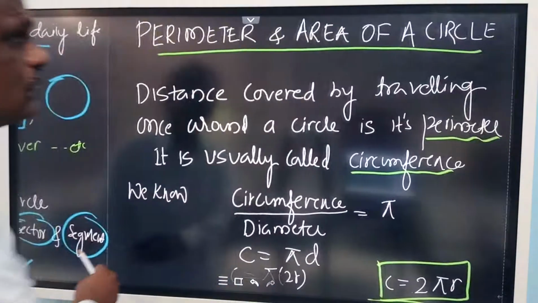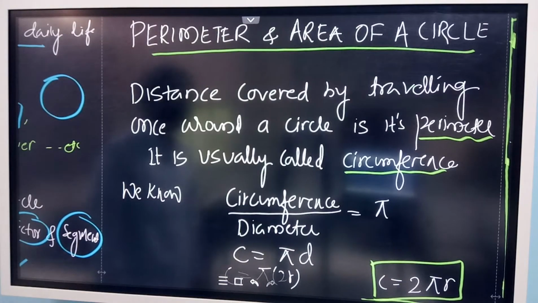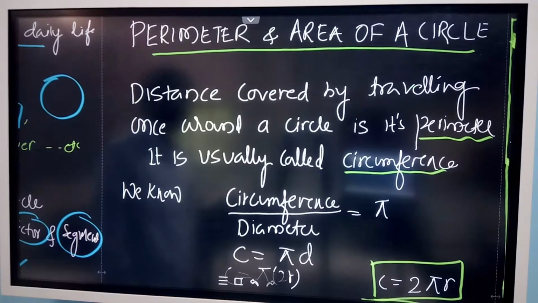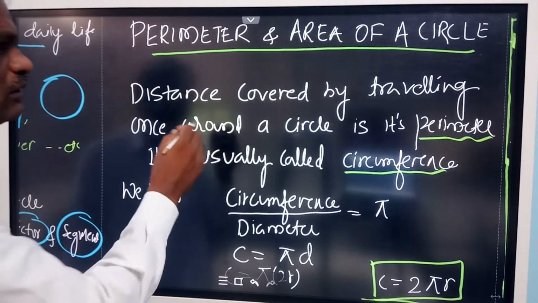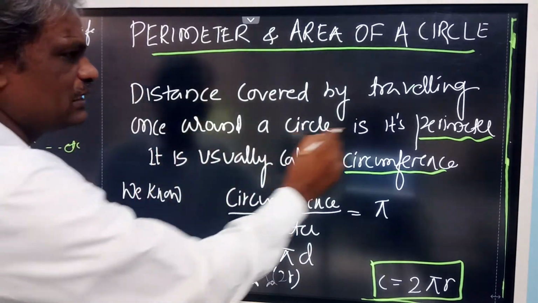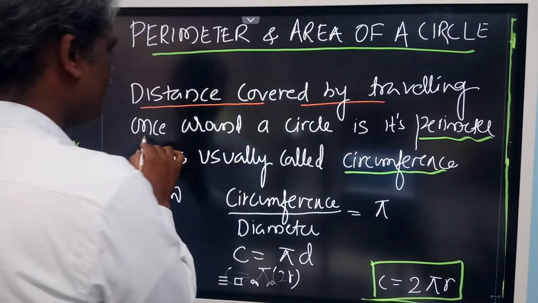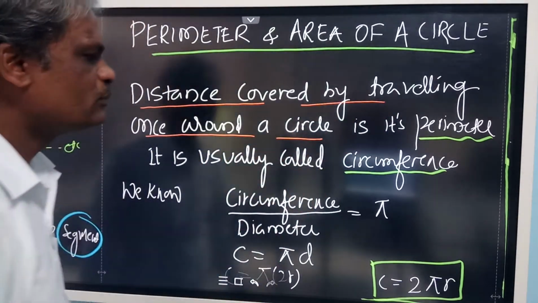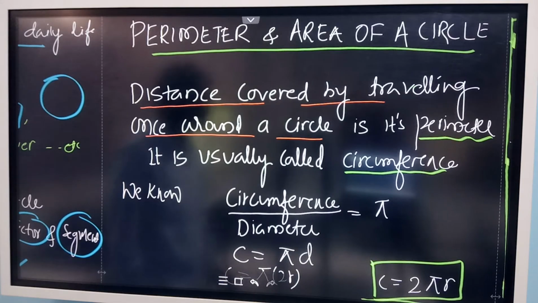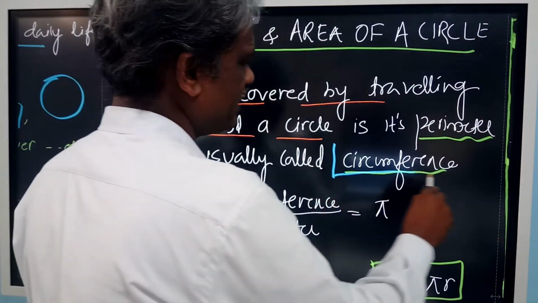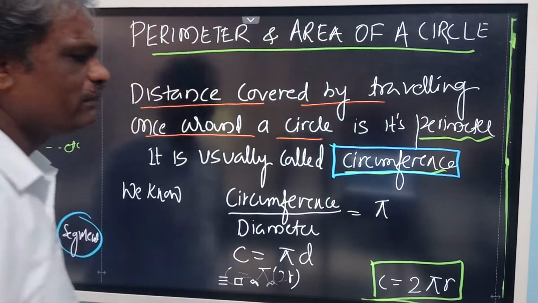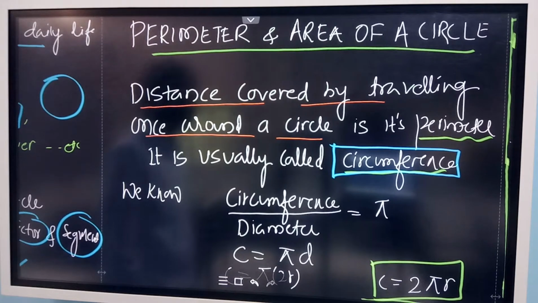So now, let us see what the perimeter and area of a circle are. You know the distance covered by traveling once around a circle is its perimeter. Whatever distance you cover traveling around the circle is its perimeter. It is usually called the circumference. The perimeter of the circle is nothing but the circumference.